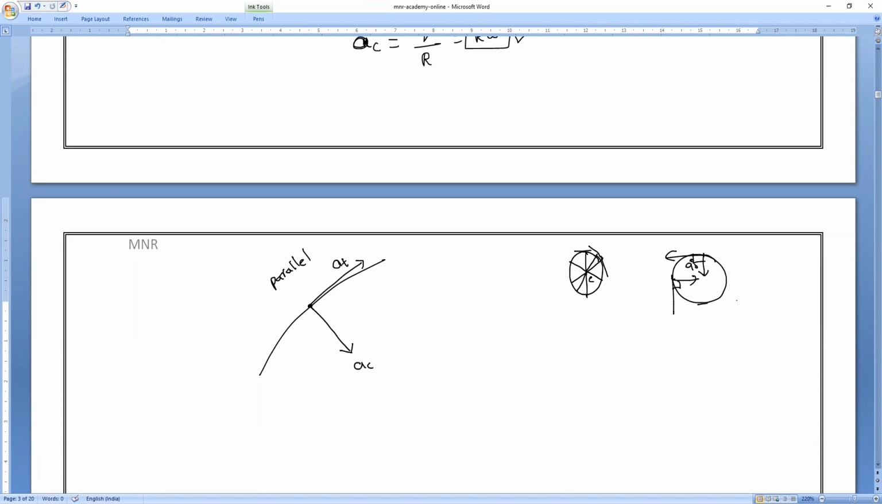Yes, please. 90 degrees. Do you all remember that? In 10th class also we studied that. For light, the ray of light passing through the optical center always goes in a straight line. Remember? So that is what it is.